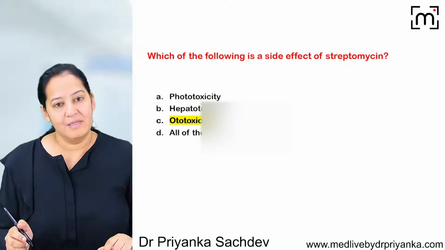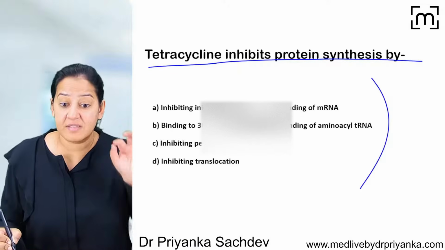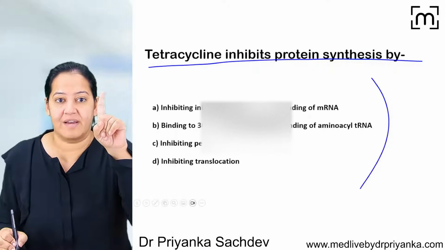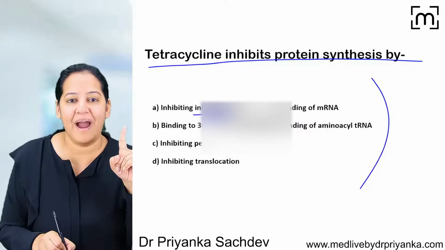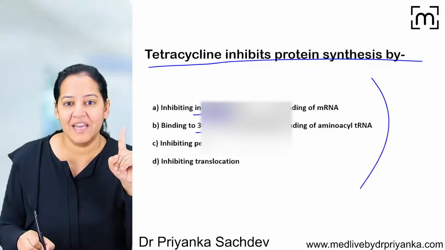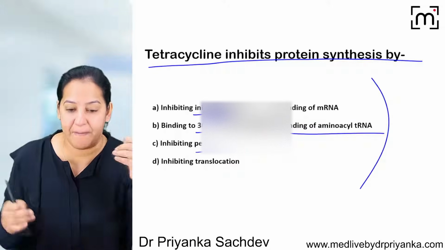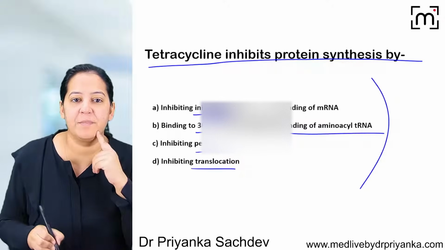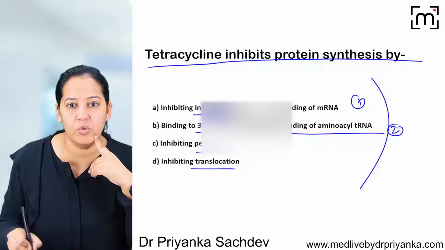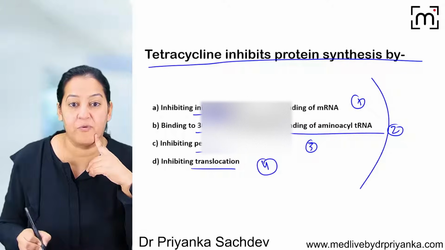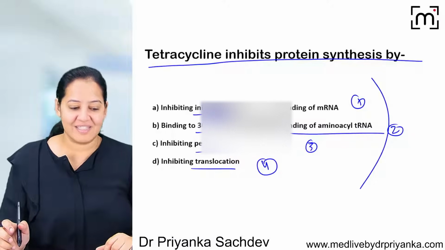Coming to the next question: tetracycline inhibits protein synthesis by what? They are asking the exact step. Does tetracycline inhibit initiation? Does it bind to the 30S and inhibit the binding of new aminoacyl tRNA? Does it inhibit peptide bond formation or does it inhibit translocation? So these are the 4 steps: step number 1, step number 2, step number 3 and the last step, number 4. Which exact step is it blocking?